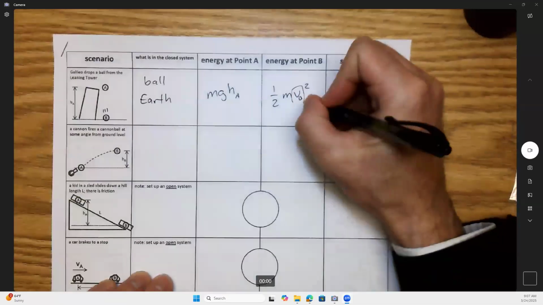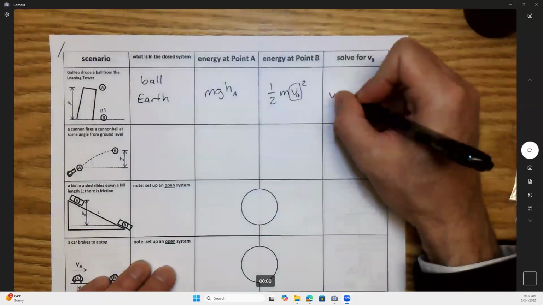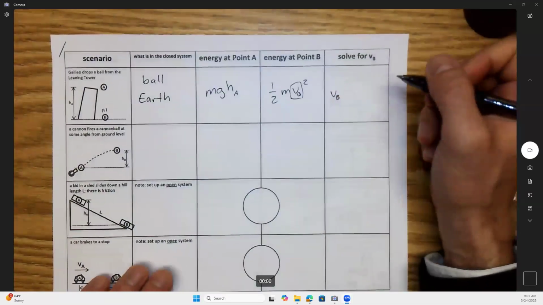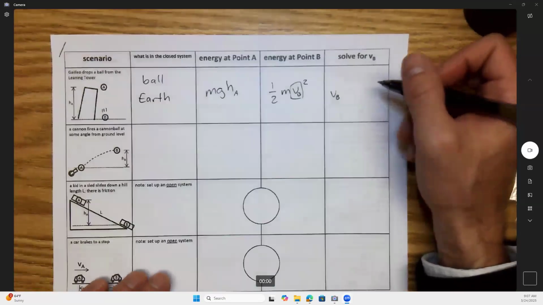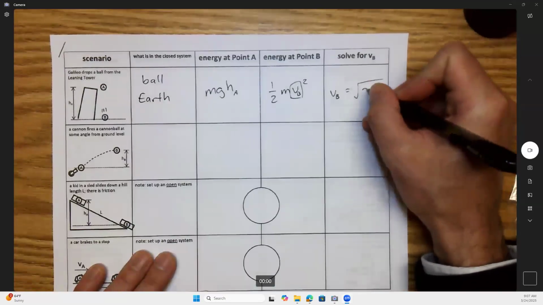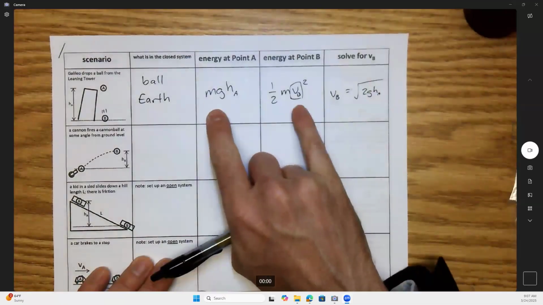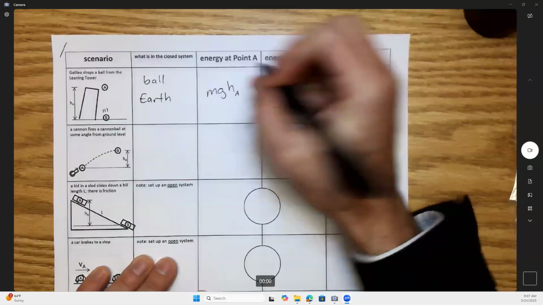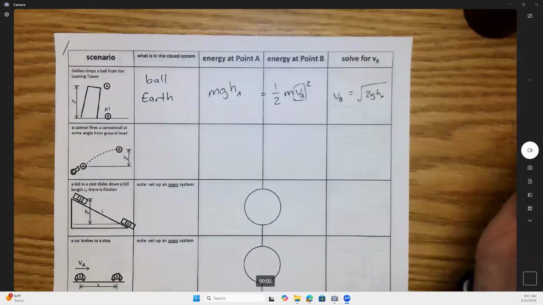Now, you guys know what the answer to this is going to be, what the speed at point B is, because you've seen this probably a couple dozen times, at least in this class. What's the answer to this question every time? Square root 2gh. Okay. Now, of course, you could get that by setting this equal to this. The mass of the ball cancels, and you can solve for v and always get that solution, right?